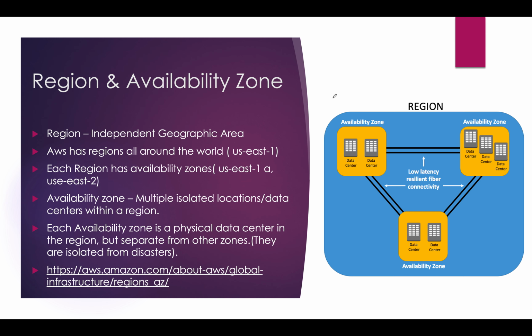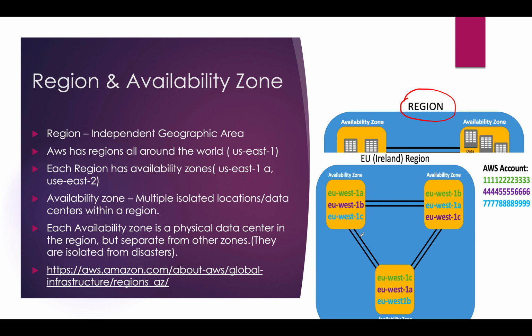If you see here, this is one of the regions. If you think this is US East 1, this is one of the availability zones. In each availability zone we have multiple data centers, a minimum of 2 data centers will be there. Mumbai is one of the regions available in India, and 3 data centers are available. So in a region we have 1, 2 or 3 availability zones available.